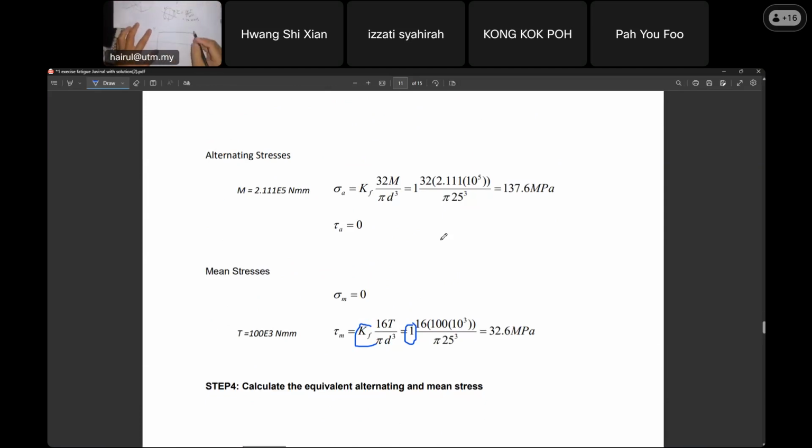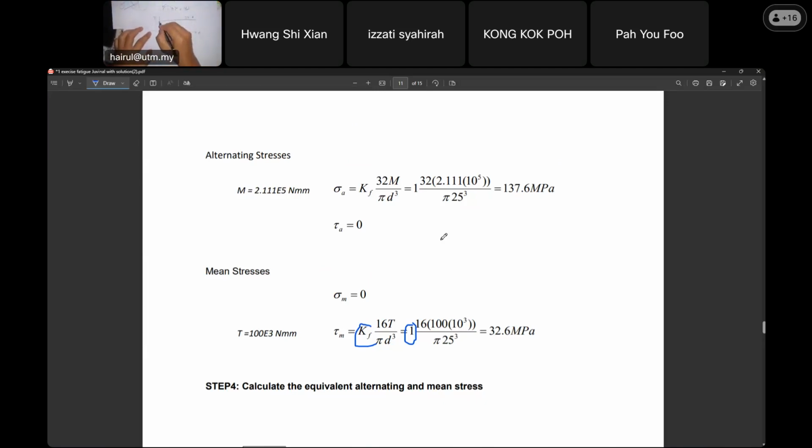The value is 32.6 because even though it's rotating, the torsional stress along the circumference, as you rotate up and down, remains the same value, 32.6. It's not changing, it's not fluctuating, the same value. So it's a straight line.